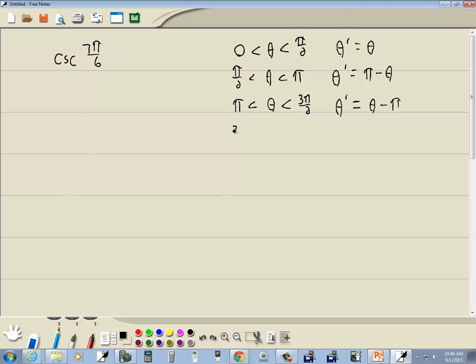And if it goes from 3 pi over 2 to 2 pi, our fourth quadrant, then our reference angle is going to be equal to 2 pi minus our angle. Okay, now the reason why we're doing this is to get it back to our first quadrant in our unit circle.